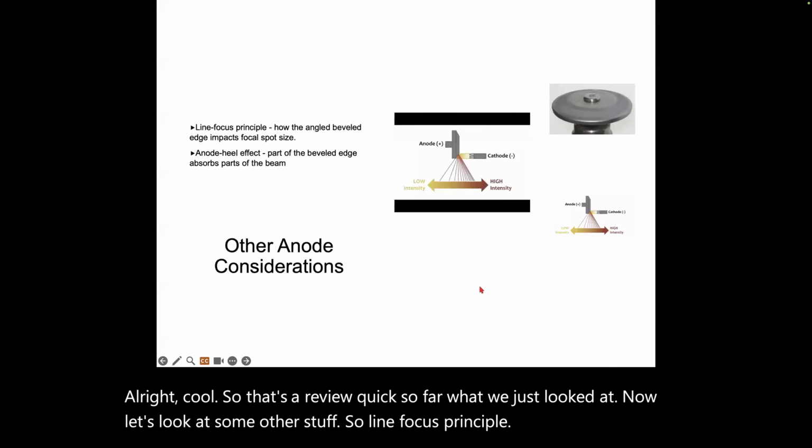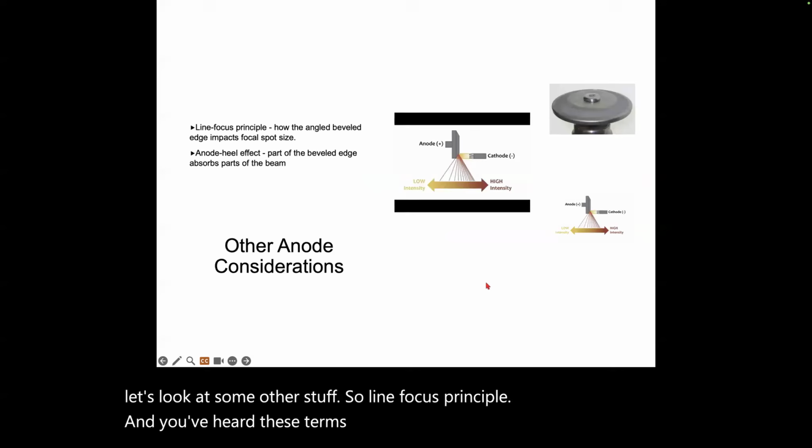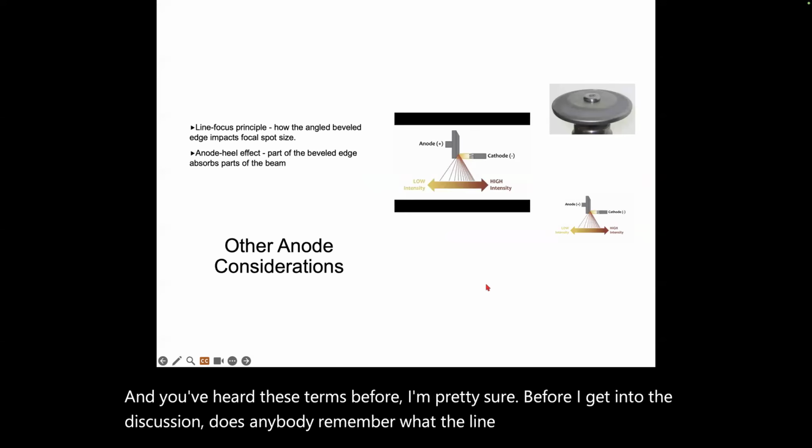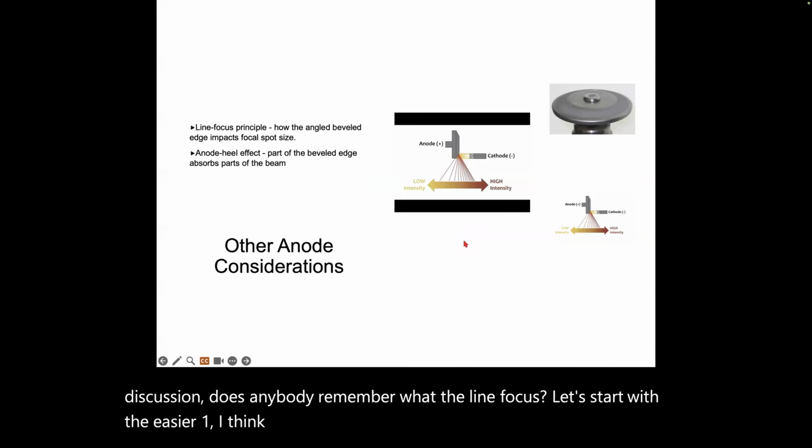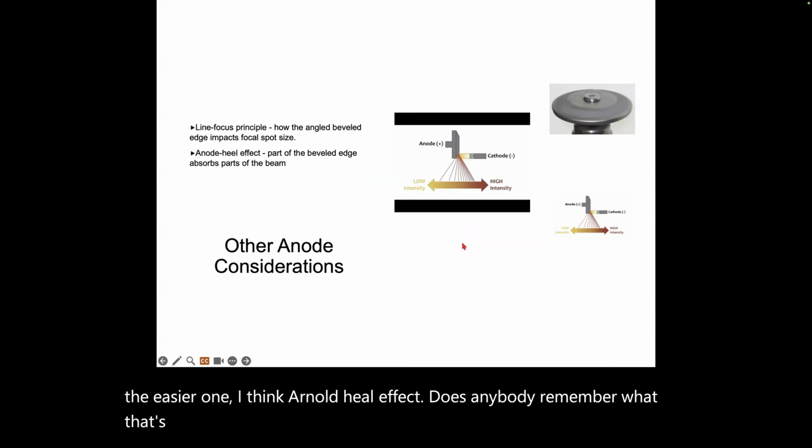Now let's look at some other stuff. So, line focus principle. You've heard these terms before, I'm pretty sure. Before I get into the discussion, does anybody remember what the line focus is? Let's start with the easier one, I think. Anode heel effect. Does anybody remember what that's about? You can just put your hand up. Clunis, what do you got for me?